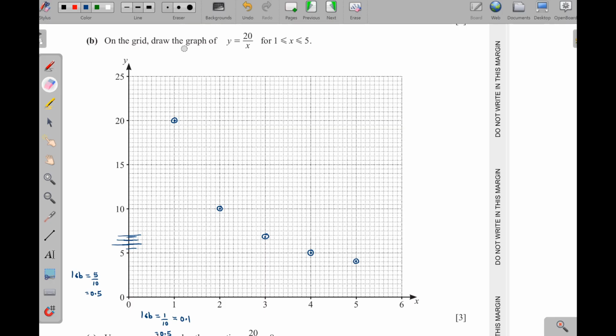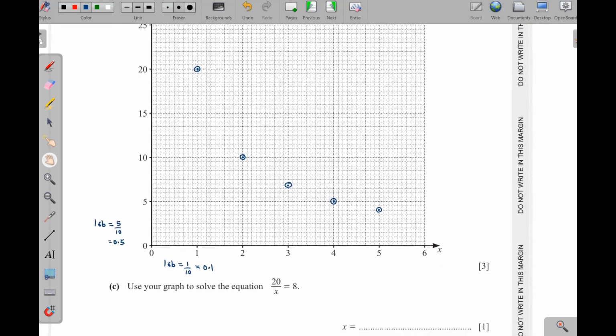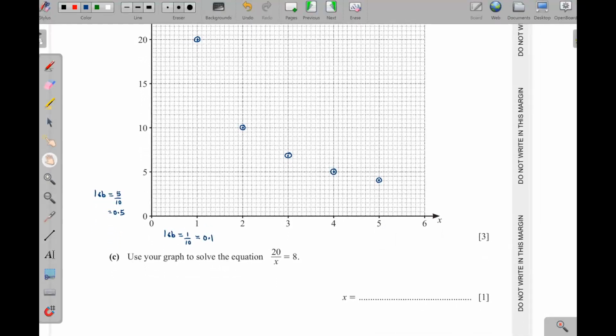Then you join all of these points to produce a smooth curve. Now, before you join these points, first look through all the questions underlying this whole question. We can see that there is this one here: use your graph to solve the equation. In the exam, you have to show how you solve this from the graph. First, you are going to cheat the examiner like this. You get the 20 over x is equal to 8. Solve it, and you are going to get 20 equal to 8x, and then x is equal to 20 over 8. That means x is equal to 2.5.